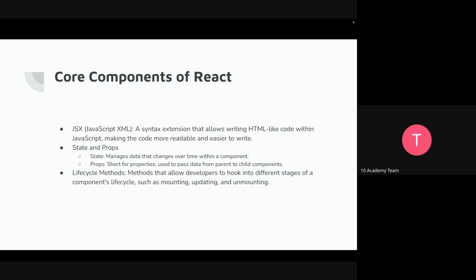Life cycle methods allow developers to hook into different stages of a component, such as mounting, updating, and unmounting. These are the life cycles React uses. It has a lot of life cycle methods. You can just search it: what are the life cycles in React? They are useEffect, useState, useMemo. That's not a life cycle, but useMount.